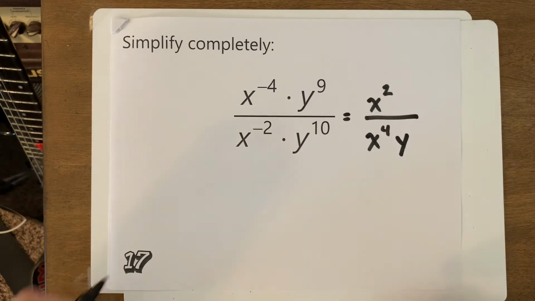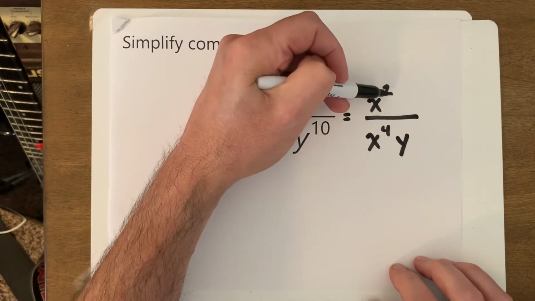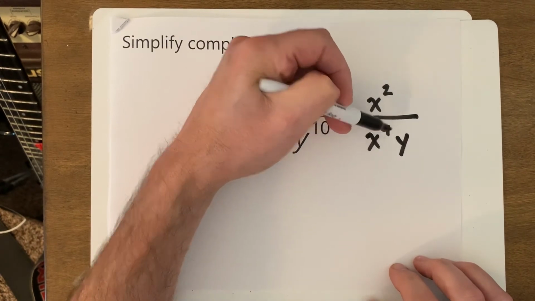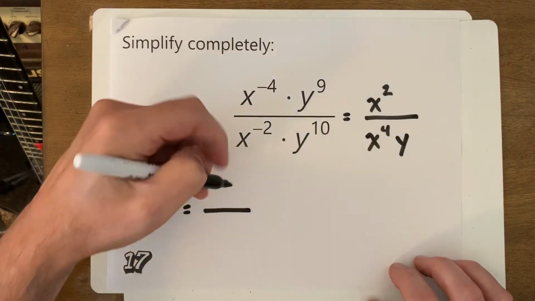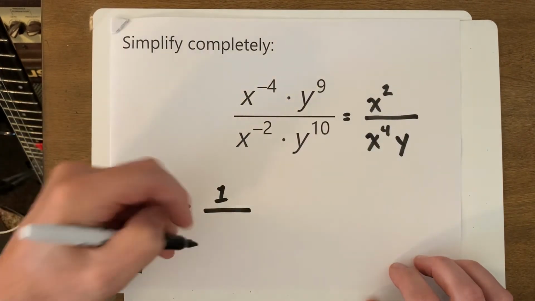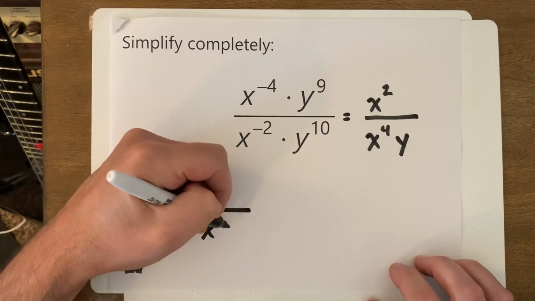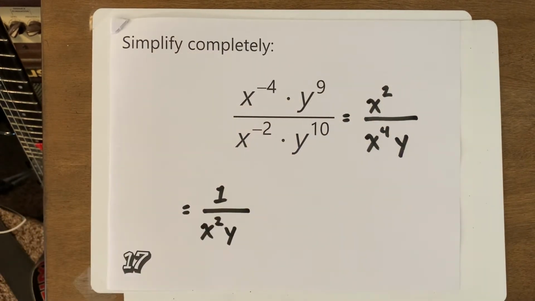So your y's are taken care of, but not your x's. So 2 of these x's now are going to cancel with 2 of these. And what's going to happen now is they're all used up here. And it leaves nothing but a 1 over x squared y. And now it's done.